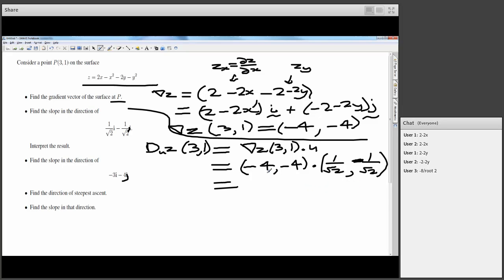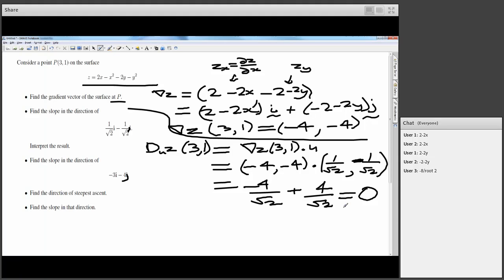So the dot product would be just take the multiple of each corresponding term. The first one is minus 4 times 1 on root 2, plus the second one. So you get minus 4 times minus 1 on root 2. So minus 4 times minus 1 gives you positive 4 on root 2. So double negatives make it positive. So you get minus 4 on root 2 plus 4 on root 2 gives you 0. So again, got to be careful with signs. So you get the answer of 0.